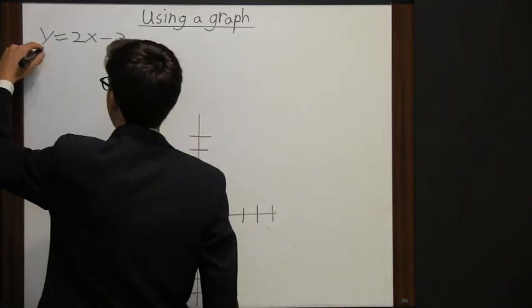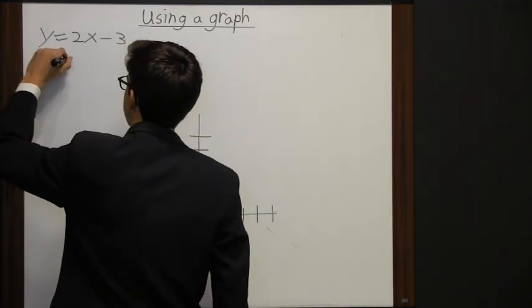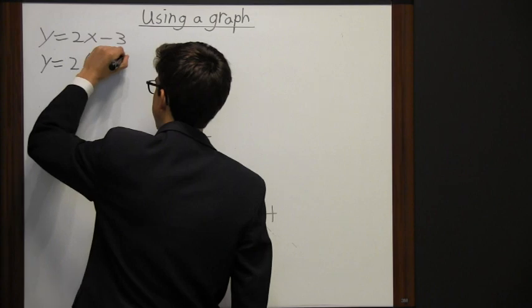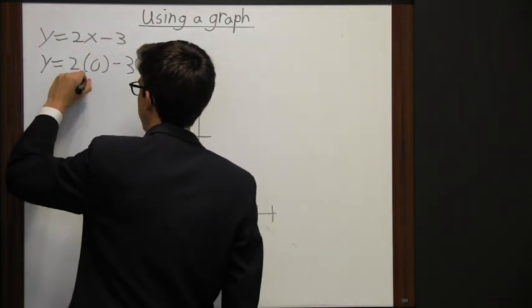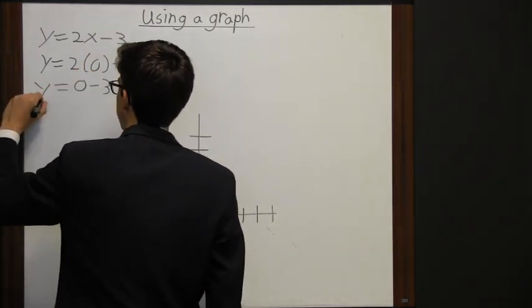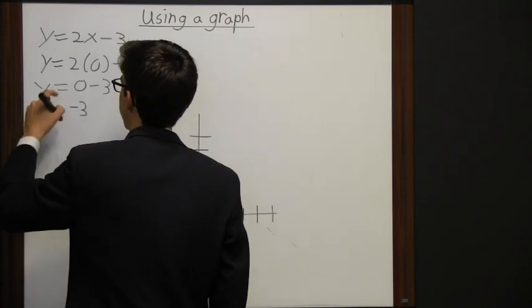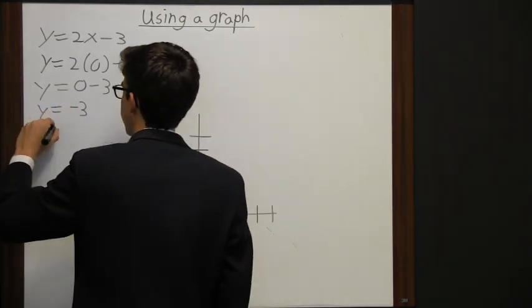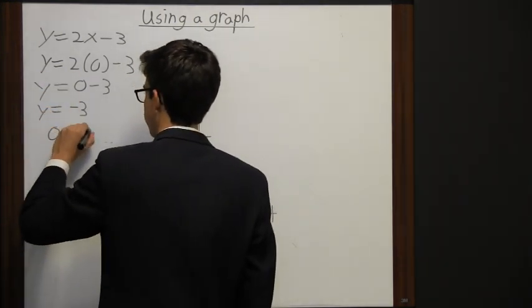So we're going to start out by plugging in 0 for x. So I'm just going to put parentheses like that. So 2 times 0 is 0 minus 3 equals negative 3. So y equals negative 3. So the first coordinate we get is x equals 0 and y equals negative 3.